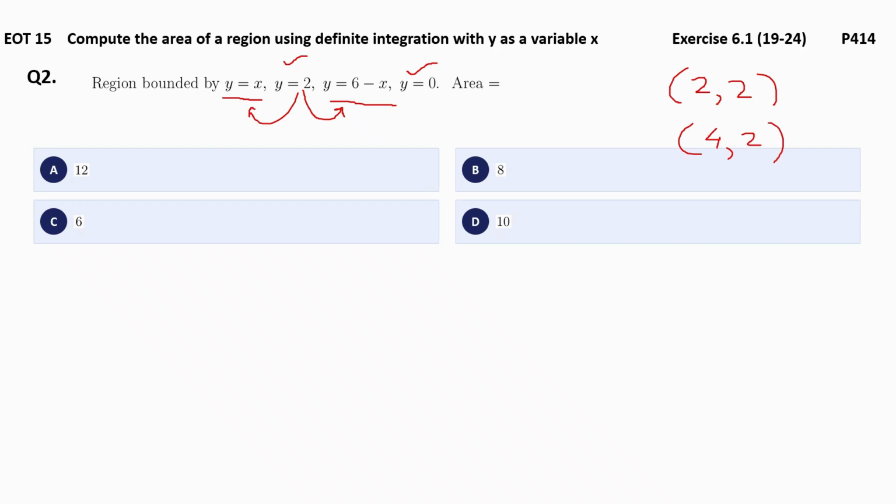Now let's substitute y equal to 0 in both the expressions. And what did you get for your x values? Very good. 0, 0 and 6, 0.